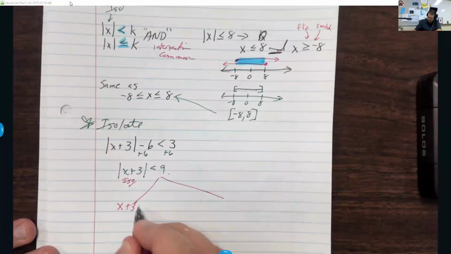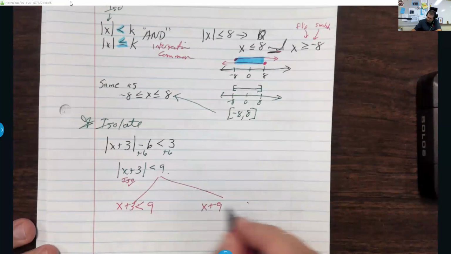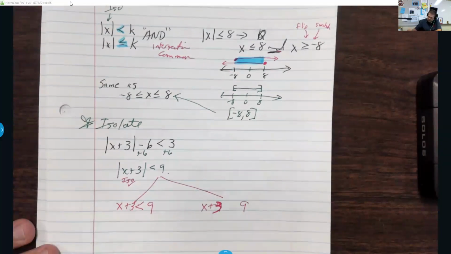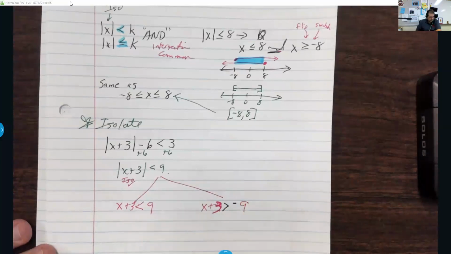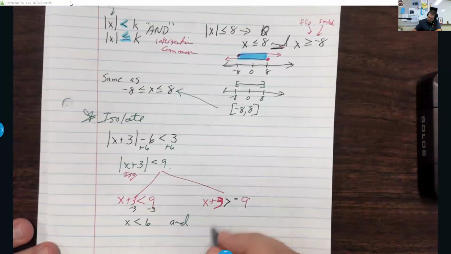And the way we separate is the following. X plus 3 is less than 9, and x plus 3 is greater than -9. I said 3, 9 there. And we flip it and switch it, and we're going to solve for both. So we're going to subtract 3. So that's going to be x is less than 6, and subtracting 3, x is greater than -12.